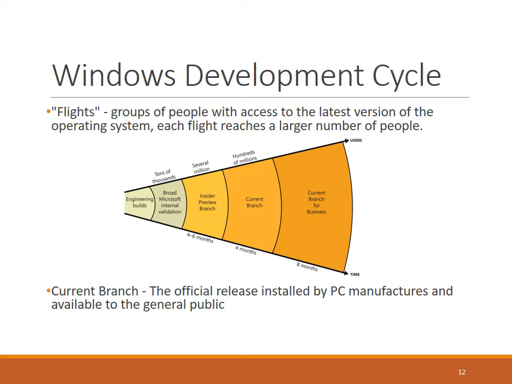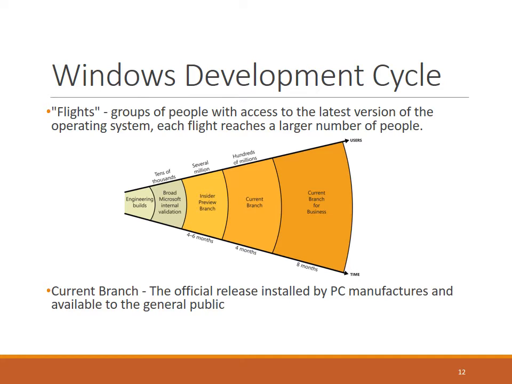So I mentioned in the last slide, Windows is now being delivered as a service. So you're going to get an update to your operating system whether you like it or not. This is really similar to how Apple's doing their updates, where you've got OS X, but you have different versions of OS X, like Mountain Lion, for example. So in the Windows world, we have the concept of flights, which is groups of people with access to the latest version of the operating system, and each flight reaches a larger number of people.